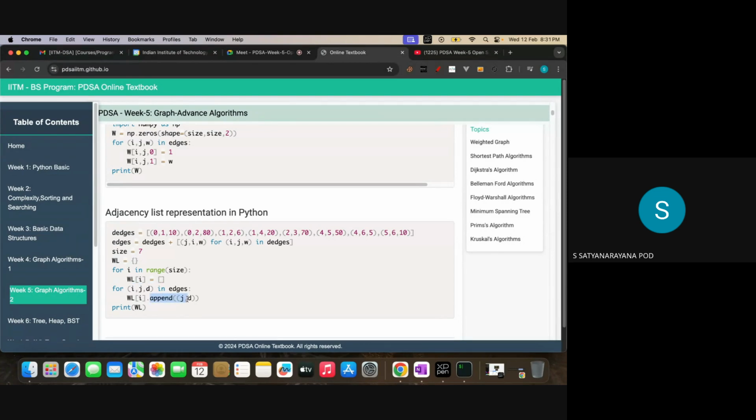After that we try to append it, I to J, and what is the distance involved or weight involved.